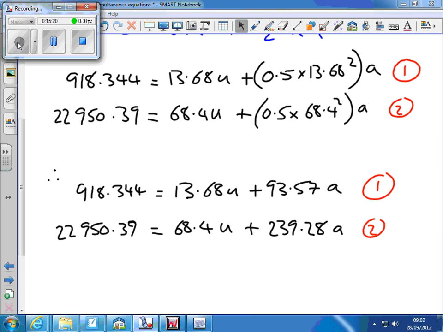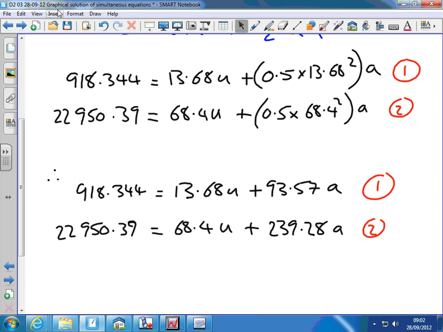Okay, so we now have two simultaneous equations that we can plot in Autograph. One more thing to do before we can plot them. What's that? Yeah, we've got to assign x and y to u and a because Autograph doesn't recognize u and a as variables. So let's let u equal x and a equal y. It doesn't matter which we call which, but let's do it that way around. And now we can plot those onto Autograph.